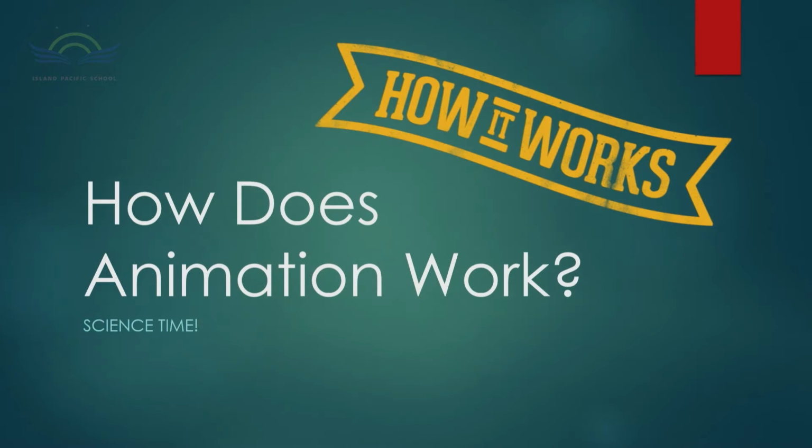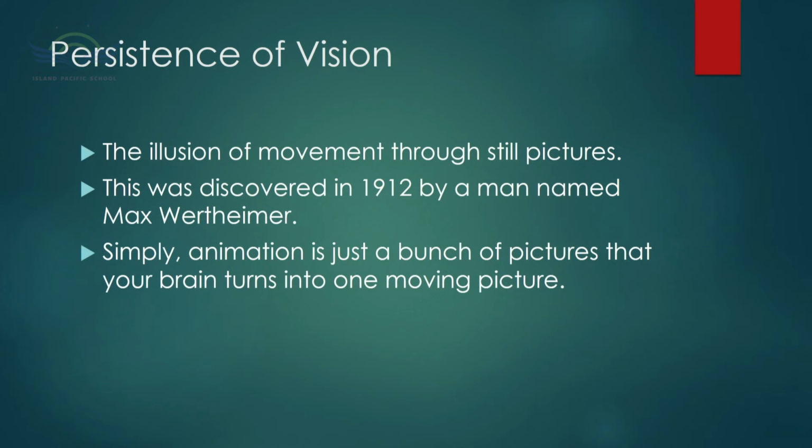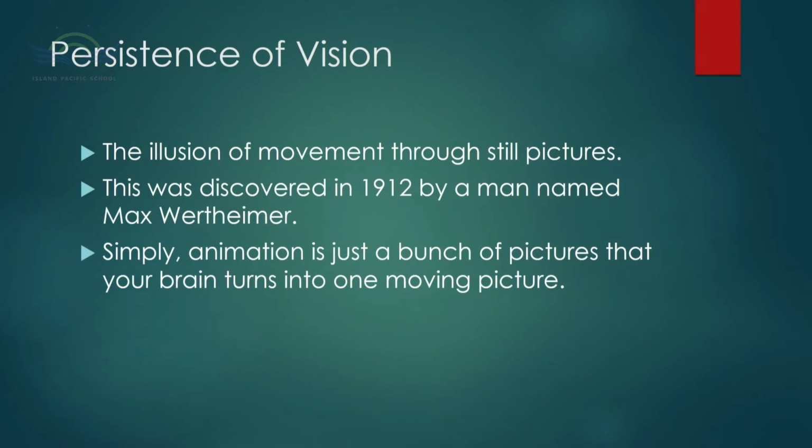So, in order to make an animation, you have to know how it works. There's a little something called persistence of vision, and the definition is that persistence of vision refers to the optical illusion whereby multiple discrete images blend into a single image in the human mind, and is believed to be the explanation for motion perception in cinema and animated films. So simply, you see a bunch of pictures in a sequence, and your brain puts it into one moving picture.